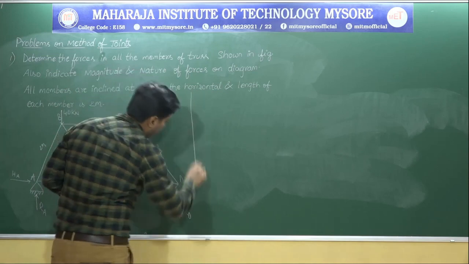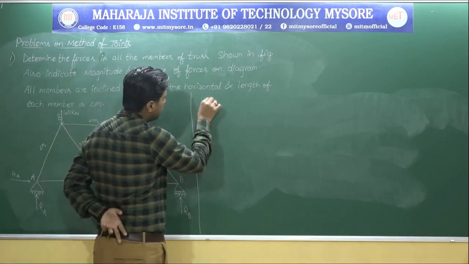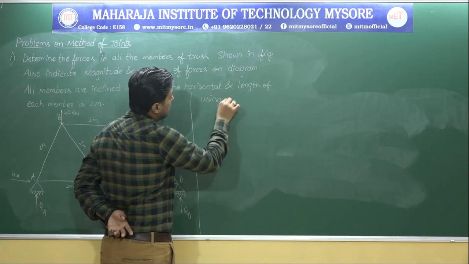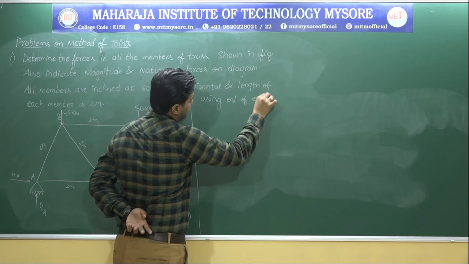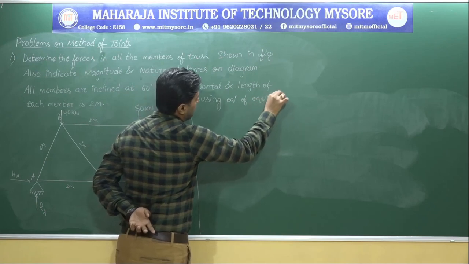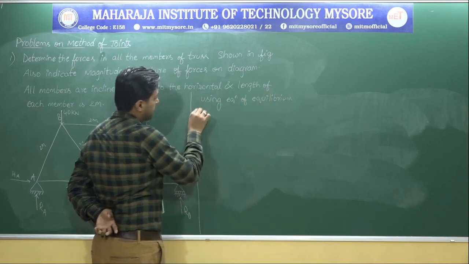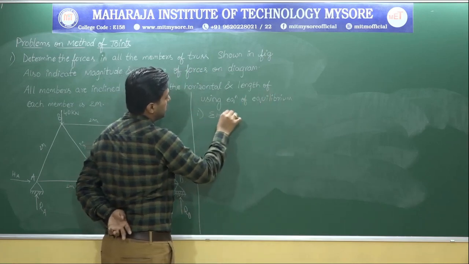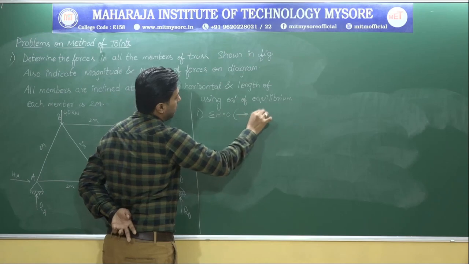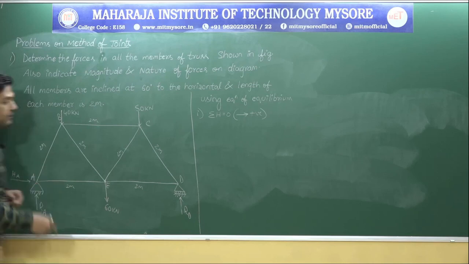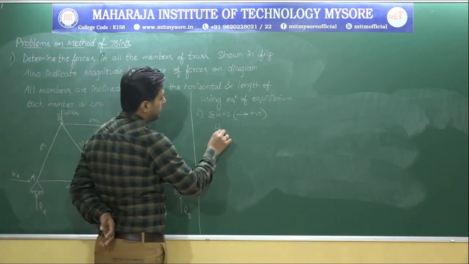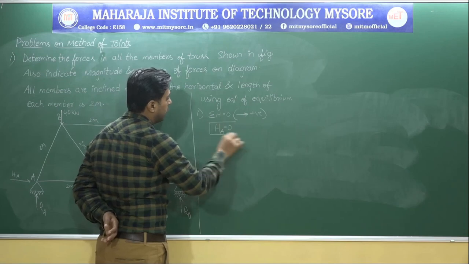Now observe here what I will be doing. Using equations of equilibrium, what is the first one? Sigma H is equal to 0, that is rightward direction positive. In the entire diagram, observe here, there is only one horizontal force acting, and that is HA, which is acting in rightward direction. As it is only one force, HA will be equal to 0.